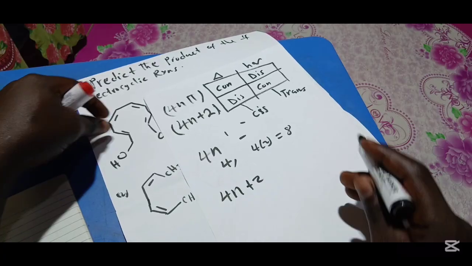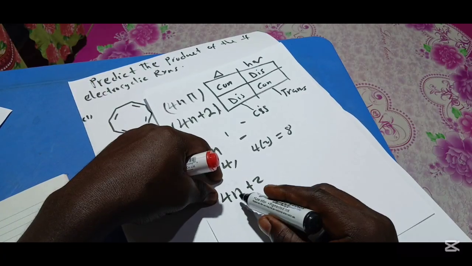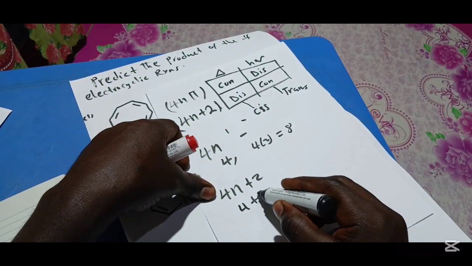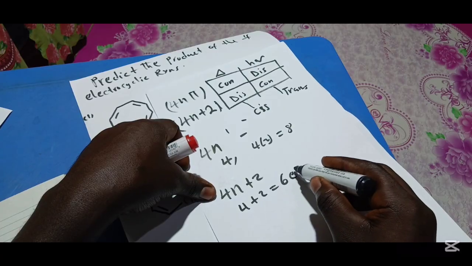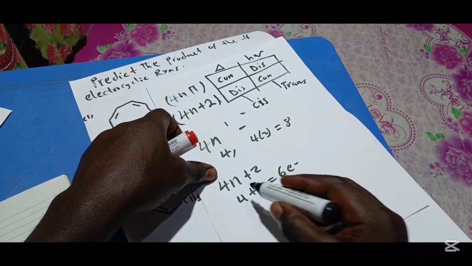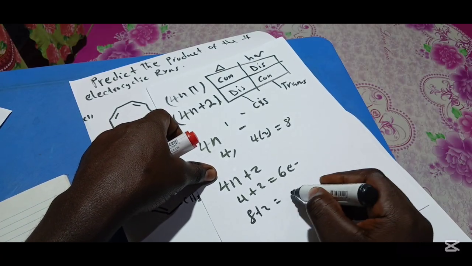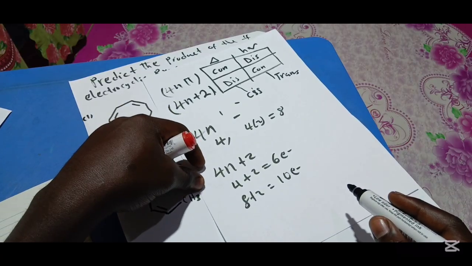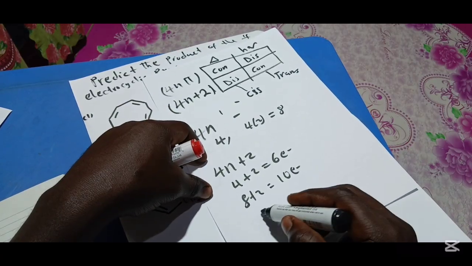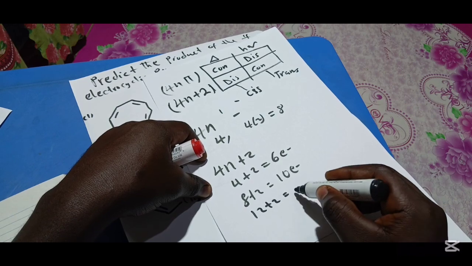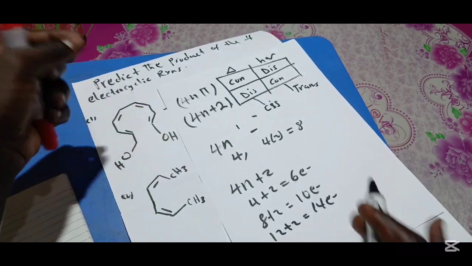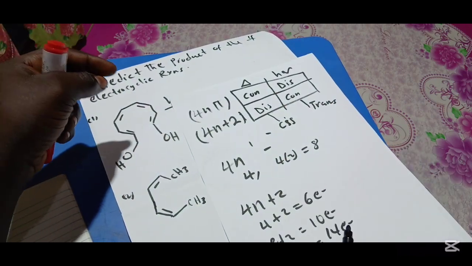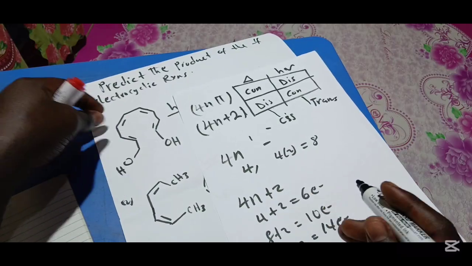For 4n plus 2, when n is 1, we are going to get 4 plus 2, which is going to give us a 6 electron system, right? When n is 2, we are going to get 8 plus 2, which is a 10 electron system. When n is 3, we are going to form 12 plus 2, which is going to be a 14 electron system. So that is how you can apply this. So now that we know this, let's try analyzing our molecule.